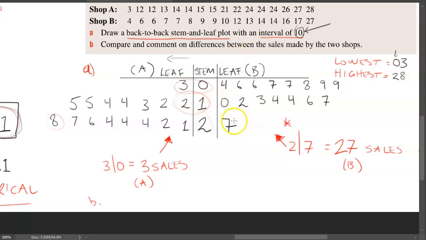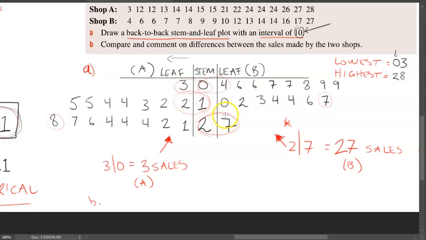Shop B, you can say that their sales generally range between 4 to 17, with one of their odd sales being 27. Maybe they just had a clearance sale on that day, who knows? But that's all you need to do to describe the information extracted here.